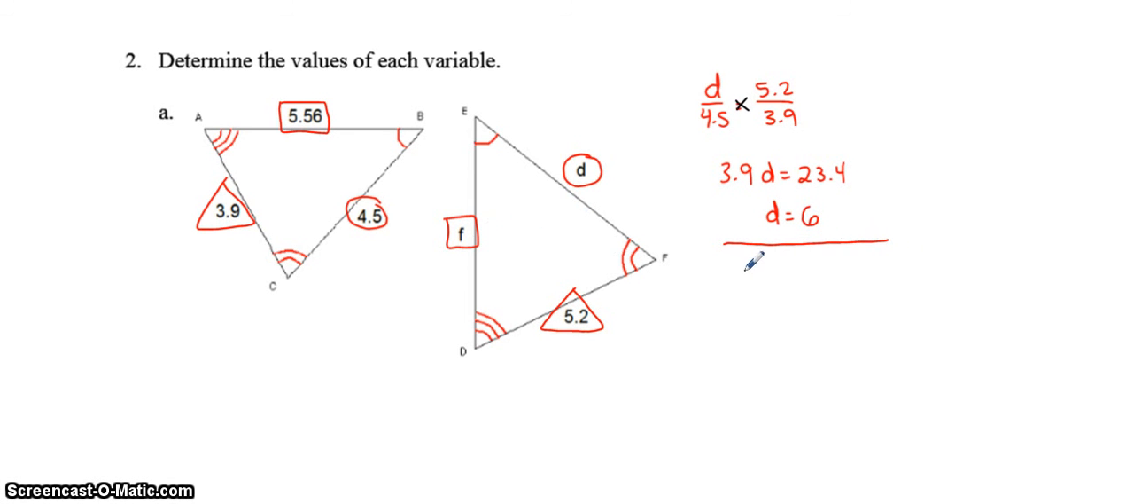To solve for F, F goes with 5.56. And that will be equal to 5.2 over 3.9. And when you cross multiply, you get 3.9F equals 28.912. Then dividing both sides by 3.9, F is equal to 7.4.